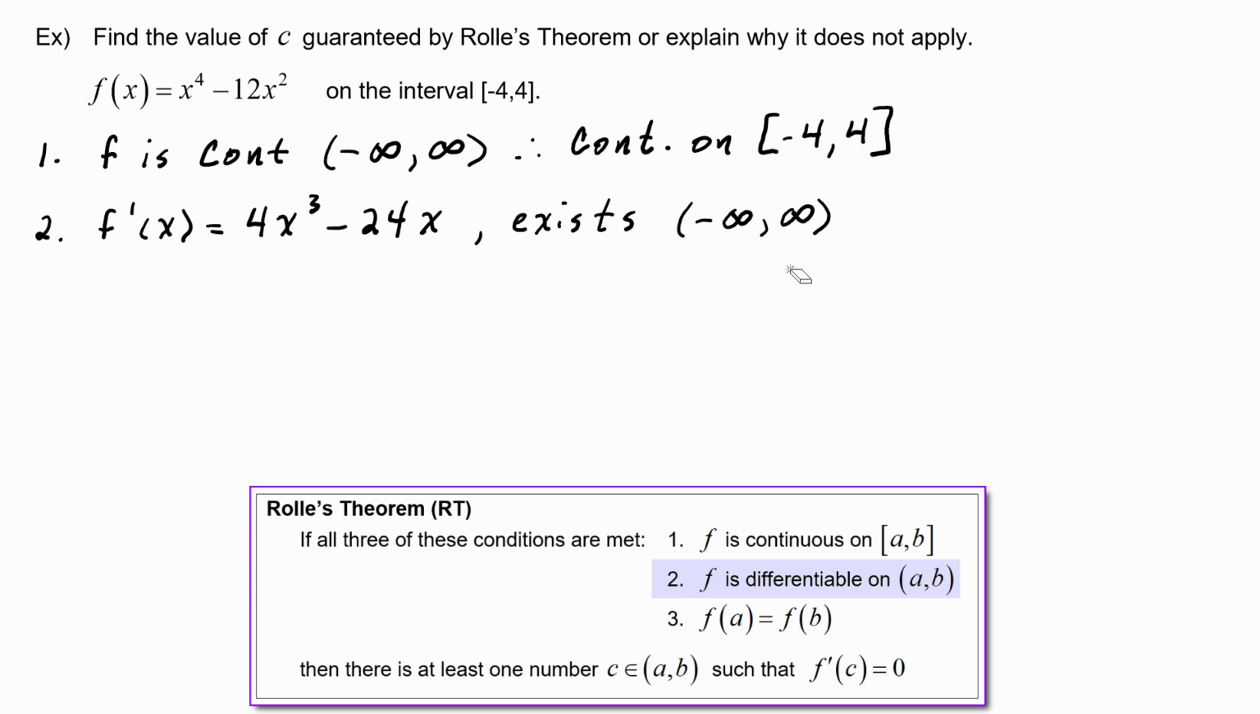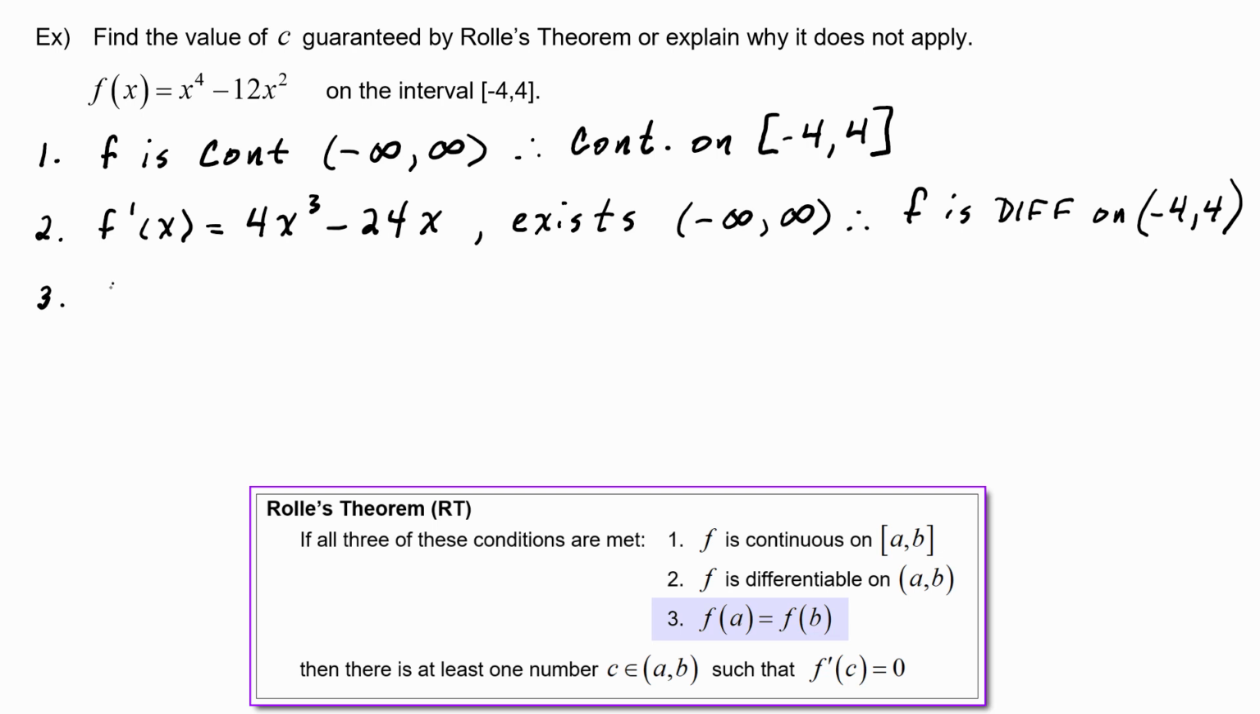Since it exists everywhere, therefore f is differentiable on a subset of everywhere, which is the open interval from -4 to 4. Third, we have to know that the endpoints have the same y value.